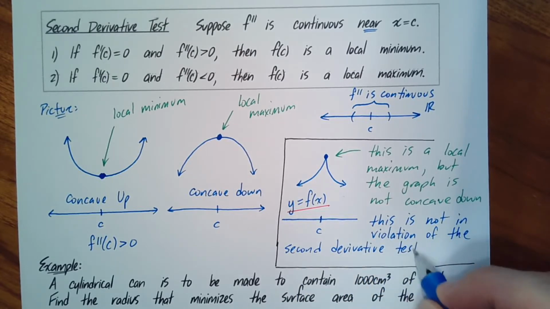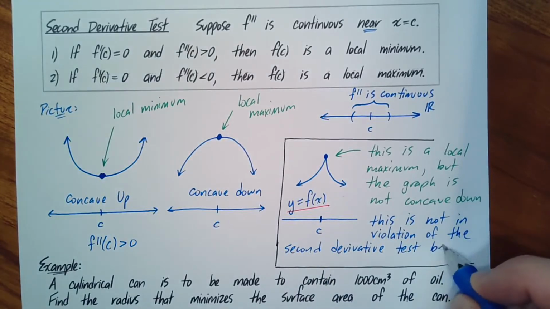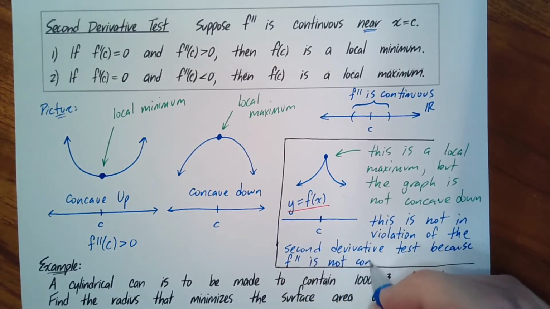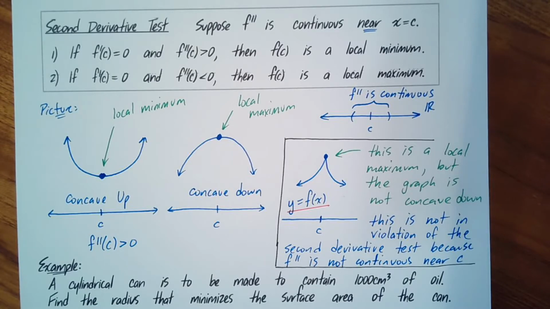And why is that? Because the second derivative of the function f is not continuous near C. In fact, it's not even defined at C. So f double prime is not continuous near C. Okay, so we just about had issues squeezing that in there, but we did manage to fit it in.